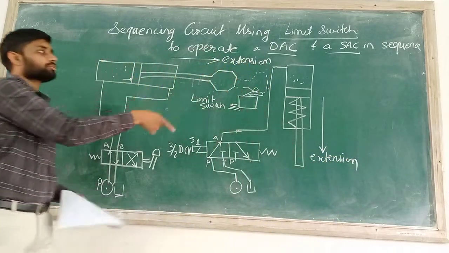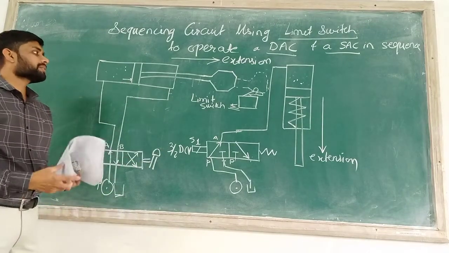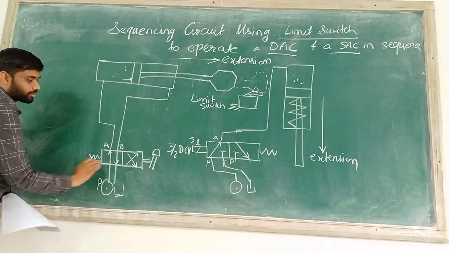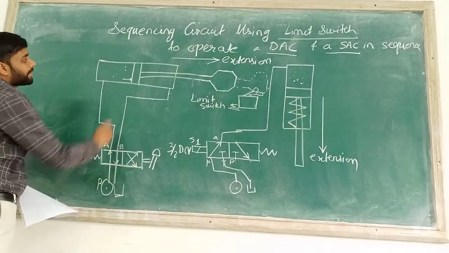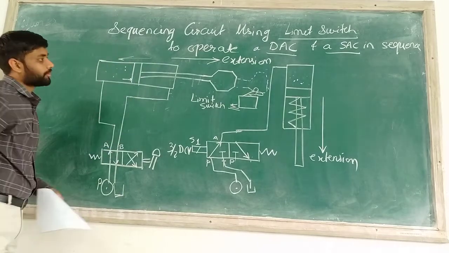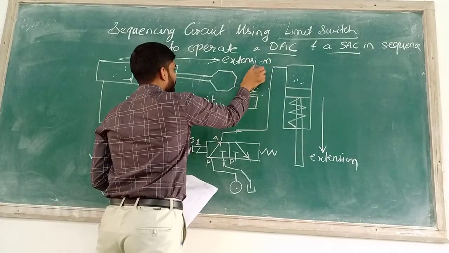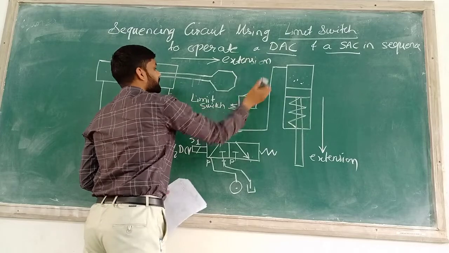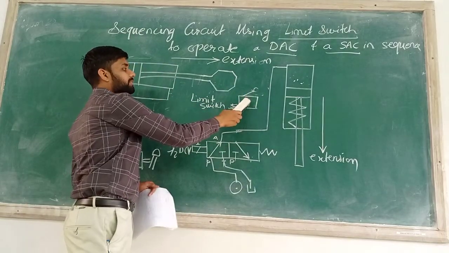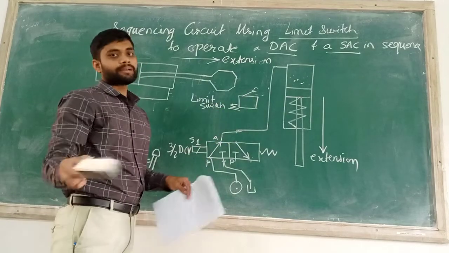Okay, so here both these two operations are performed in a sequential manner. Again, what will happen for the retraction? When we change the position of this direction control valve, what will happen? This piston starts to move in the inward direction because of the reverse action of the oil, and when this cam again returns to its original position, the limit switch again gets freed up, and as this limit switch gets freed up, it ends.